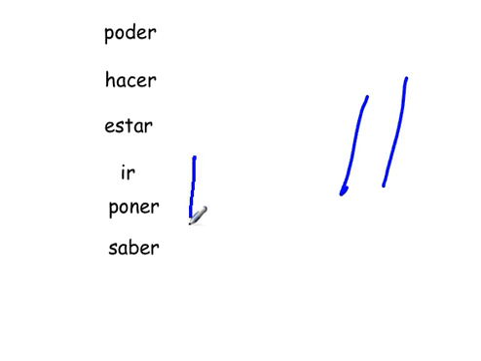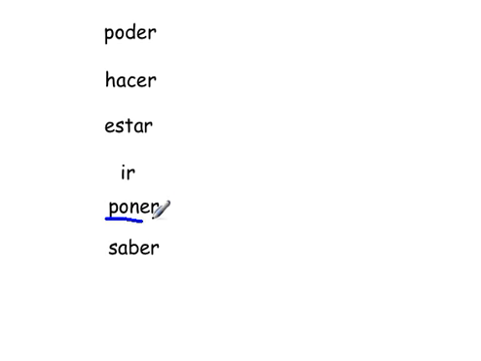This one's going to be what? Pusieron, right? Pusieron, pusieras. This one is supieron, supieras, etc. That's how we get the imperfect subjunctive forms.